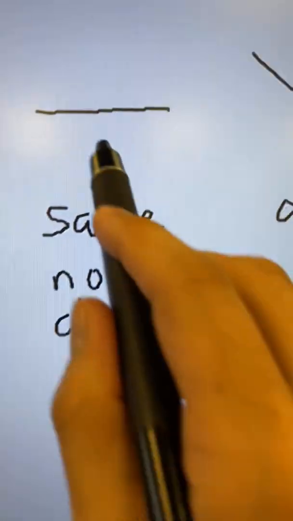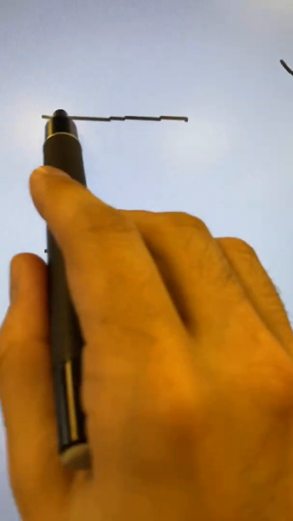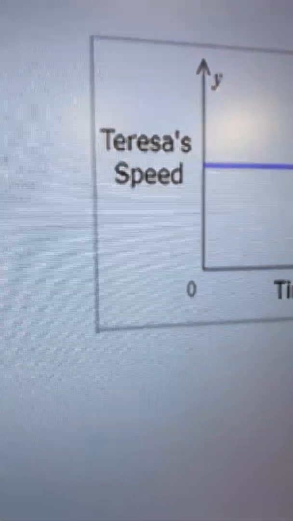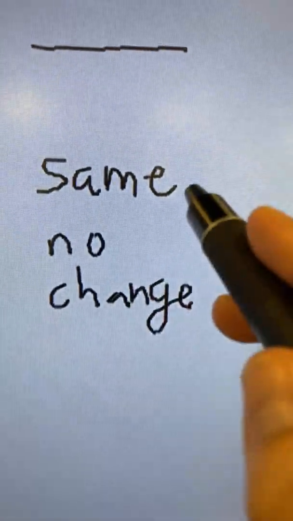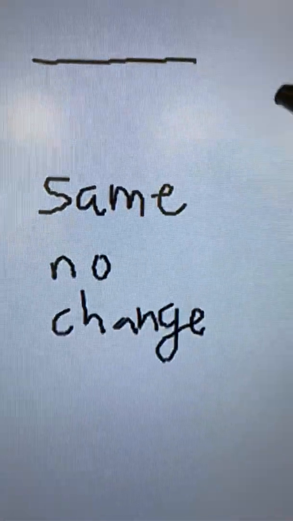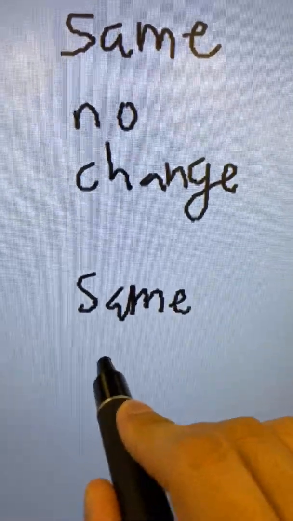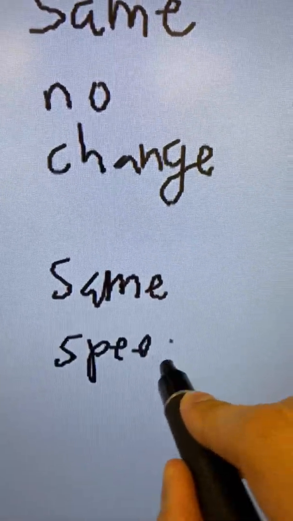Here, we see that a flat line means that there is no change. It's the same exact thing happening over and over. So in this context, if we're talking about speed, then we're saying that the speed remains the same. So it's no change. So whatever speed they were going at, they are going at the same speed. So in this case, same speed.